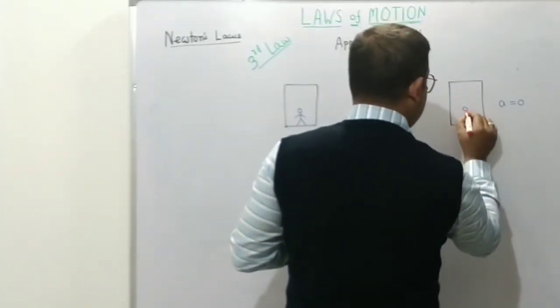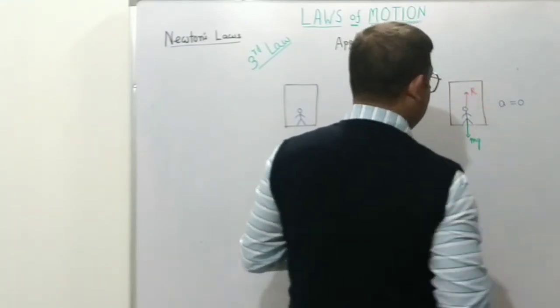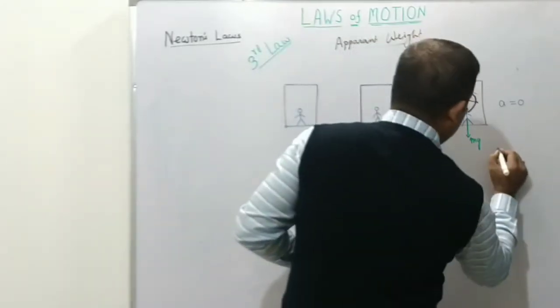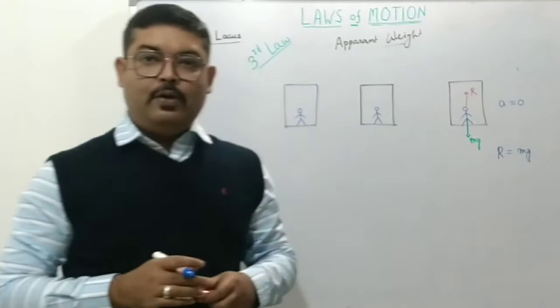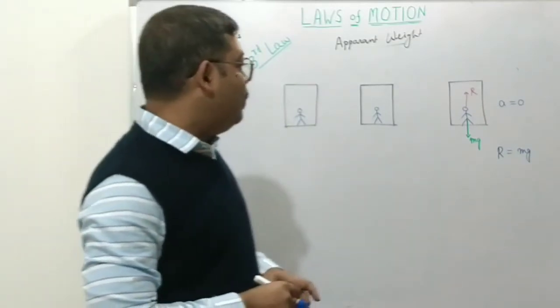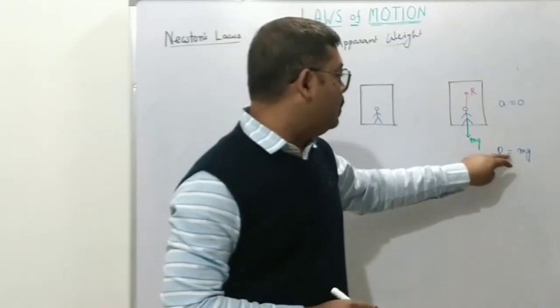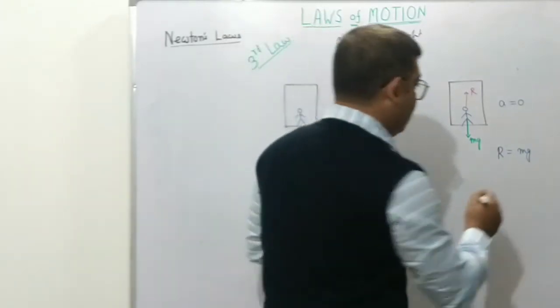In the upward direction, whose magnitude is say R. Then if there is no acceleration, we must have R equals mg. This is the normal case when you are standing on it. So if you put a weighing machine on it, your weight will be measured to be equal to the normal reaction given by the weighing machine on it. That's how you find the weight.